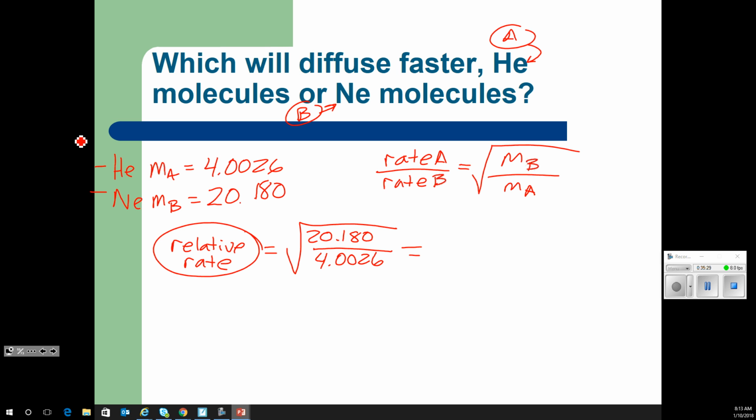Okay, what do we get for this answer right here? Square root of 20 divided by 4. Square root of about 5. 2.25. Okay, do I have a second on that one? Okay, again, no units. No units.